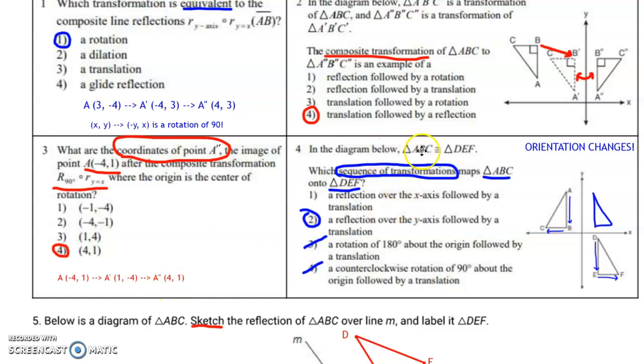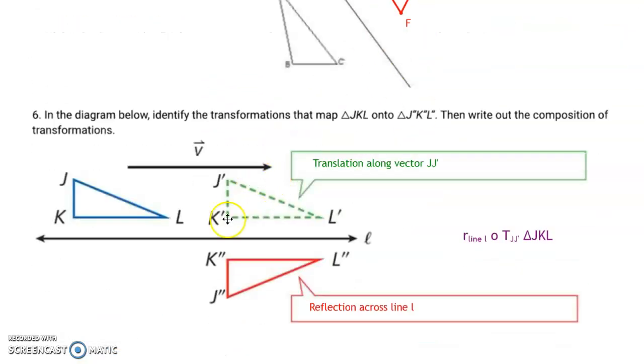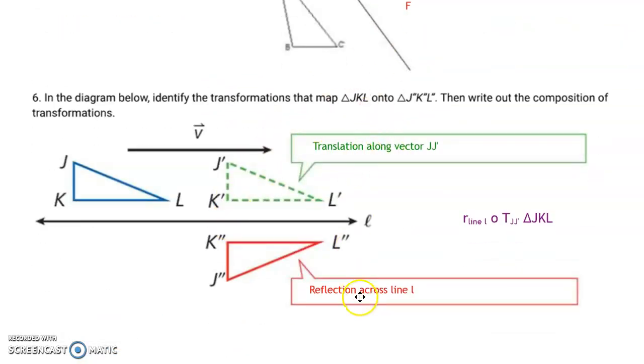And then for question number 4, I want you to notice that from this shape ABC to the shape DEF, the orientation changes. In other words, the way that you name the shape changes. So I am going to have a reflection in here somewhere. It can't be choice 3 or 4. Question number 5 asks us to sketch the reflection, which is like, oh, just draw it. Great. And then for question number 6, name these 2 transformations and then identify the composition.